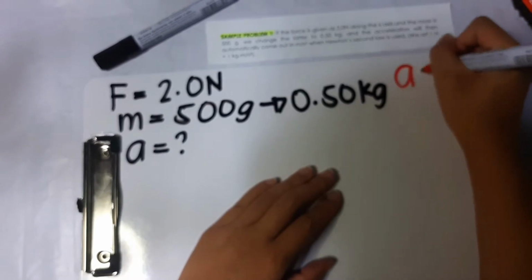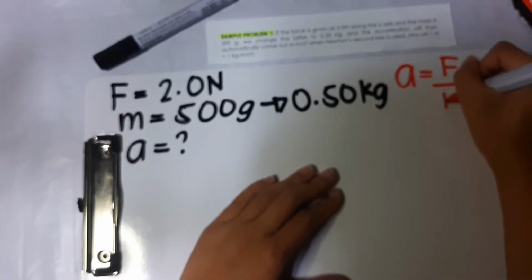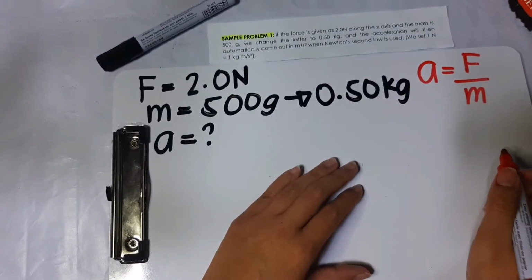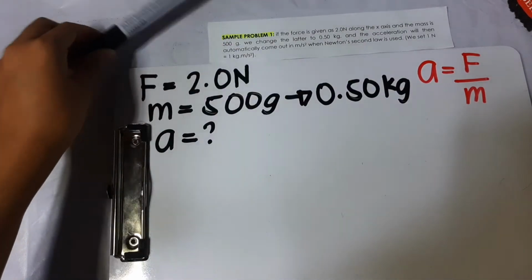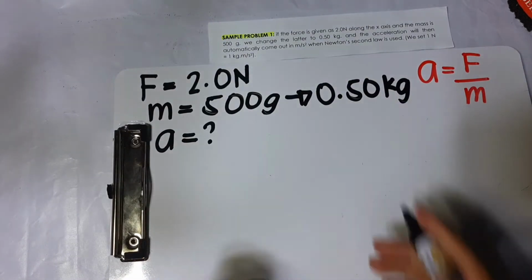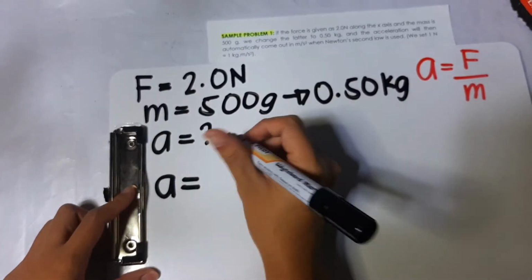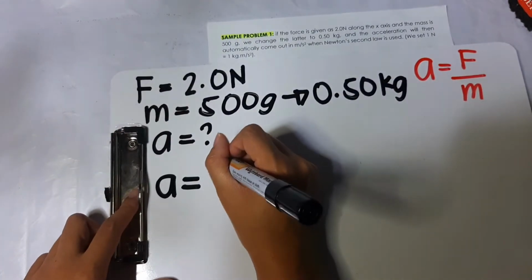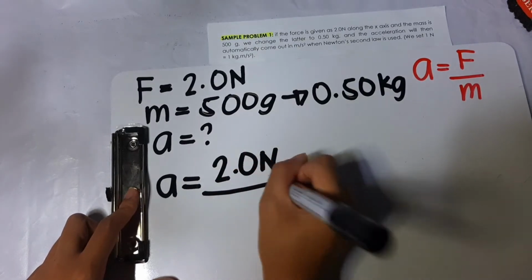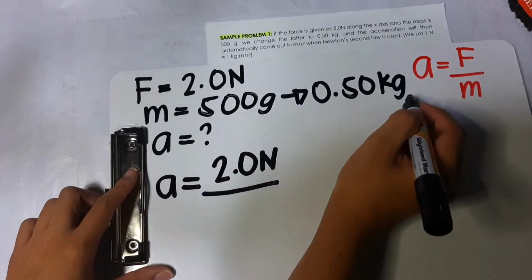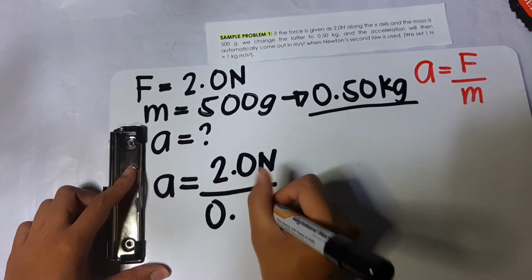Now, using the formula a is equal now to F over mass, let's substitute the given to the formula. So we have acceleration is equal now to the force, which is equivalent to 2.0 Newton divided by the converted mass, which is 0.50 kilograms.